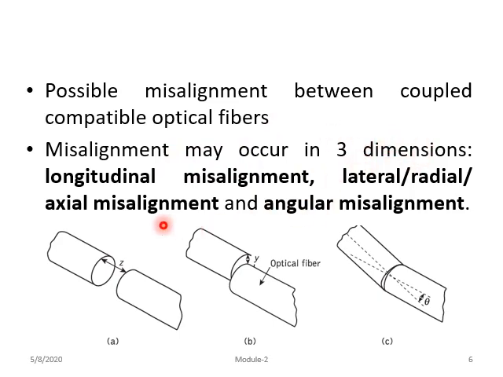in three dimensions. One is longitudinal misalignment. You can see it in diagram A, this is a longitudinal misalignment. There is a large gap between the two fiber ends. Maybe they are perfectly aligned with respect to the fiber axis, but there is a large air gap.